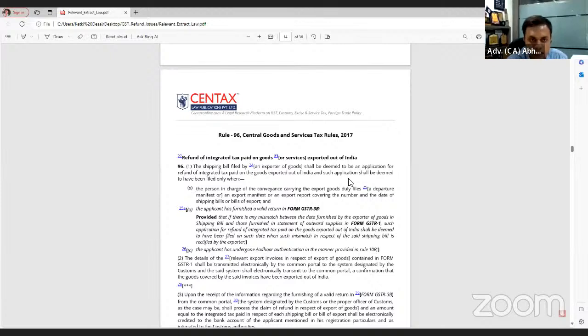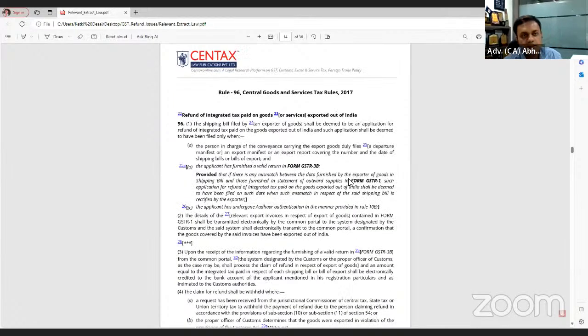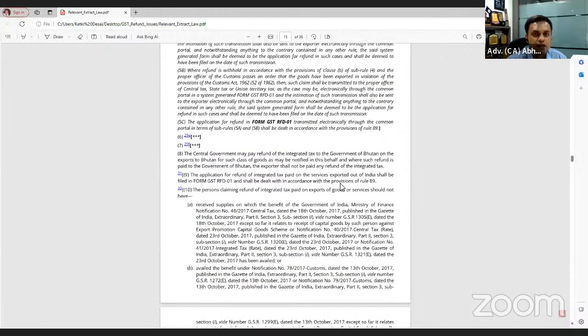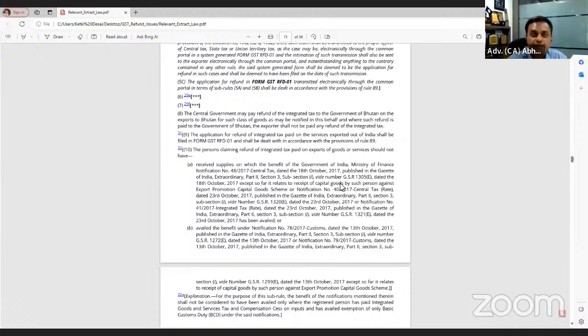If you see the sub-rules, starting from sub-rule 1, you will find that this set of rules is basically procedural in nature, where it talks about what would be considered as an application, what should be given along with the application, how the application would be processed, and how the refunds would be granted. So the structure of this rule is entirely procedural, dealing with various aspects. However, when you come to sub-rule 10, there is a significant restriction which is included in this particular rule.